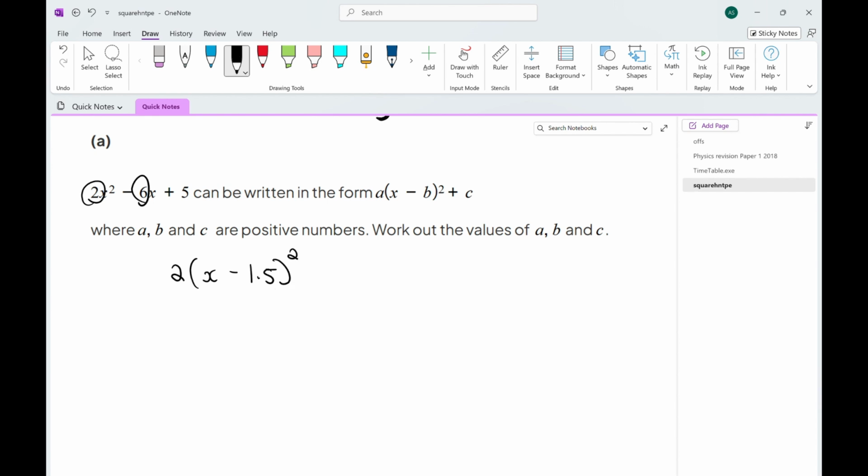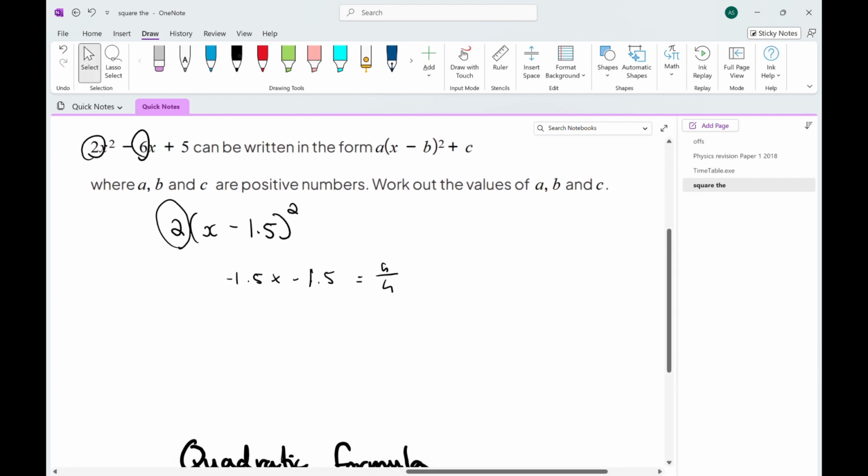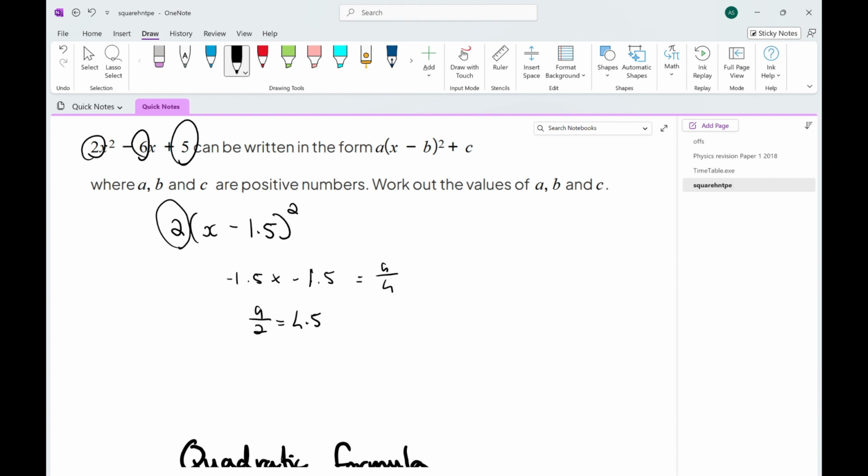We're going to square that. And then we need to find c. To find c, we do negative 1.5 times negative 1.5, which gives us 9 over 4. And then we also times it by the 2 on the outside, and that should give us 9 over 2, which is 4.5. Now we take that 4.5 away from the 5, so we do 5 minus 4.5 to give us 0.5, which will be our c, plus 0.5.